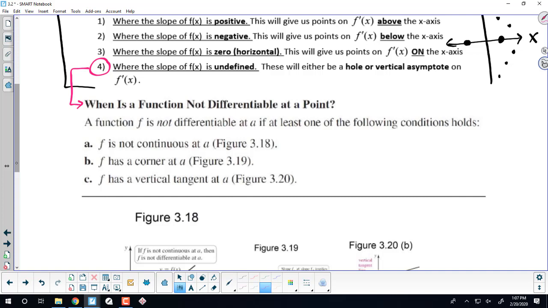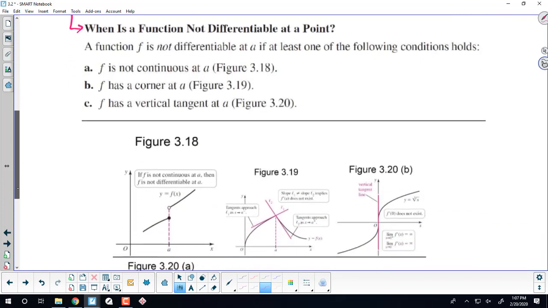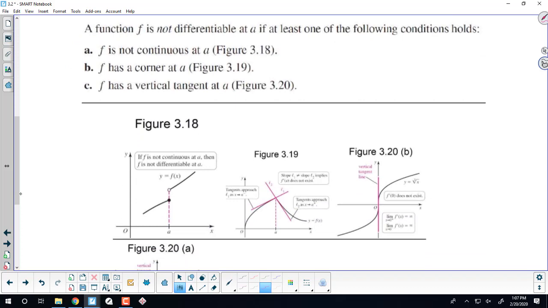The three instances are if f isn't continuous at a point, if f has a corner, or if f has a vertical tangent. So here in part A, the function's not continuous. You cannot define a derivative at A. Because remember, the derivative is defined in terms of the limit as h approaches 0 of the slopes of the secant lines. So that's a two-sided limit.